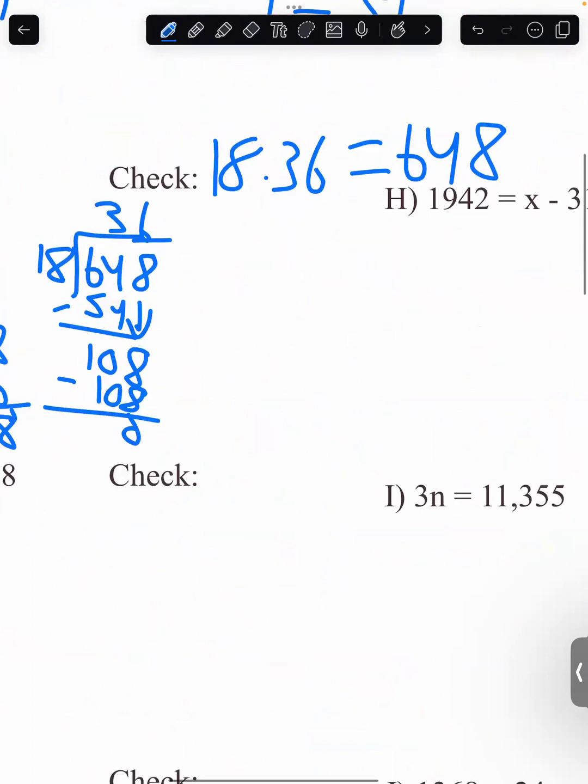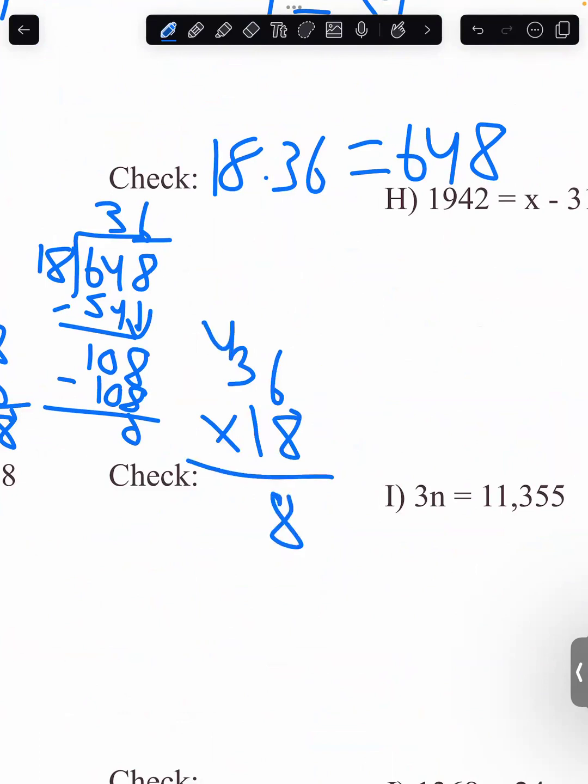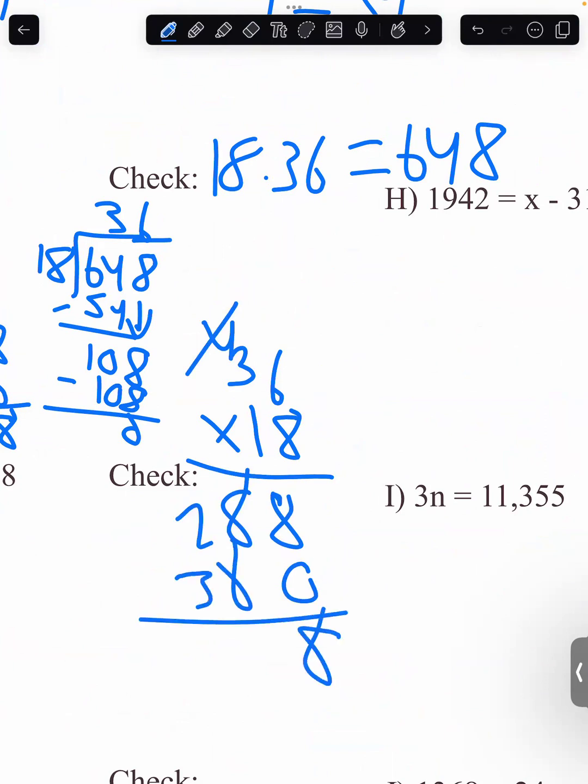Okay, so 36 times 18, 48, 24, 28, 0, 36, 8, 14, so that's 648. So that is correct.